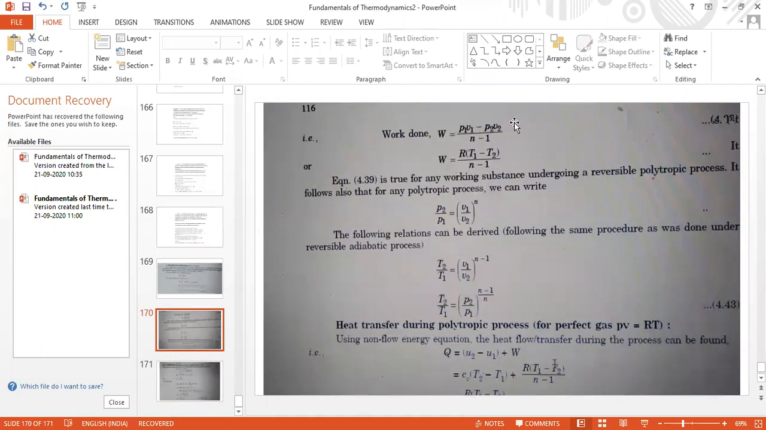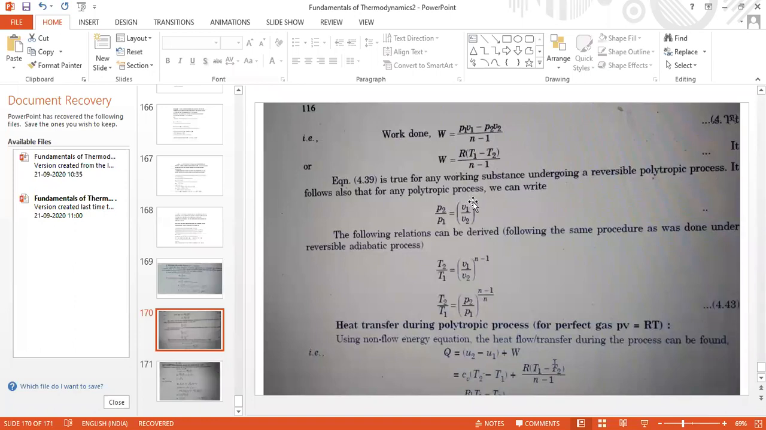And the perfect gas equation we apply to almost all gases we consider in thermodynamics. P1 V1 equal to RT1, P2 V2 equal to RT2. So W equals R(T1 minus T2) by n minus 1. Like that, either in terms of P1 V1 and P2 V2, or in terms of temperature, we can write work done. And this is of course true for a reversible polytropic process.